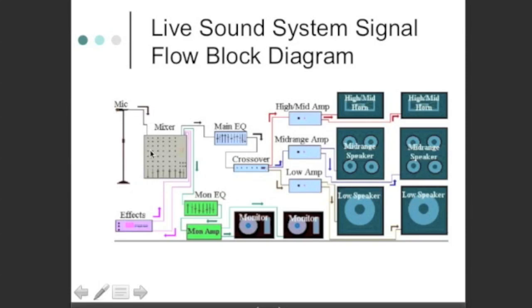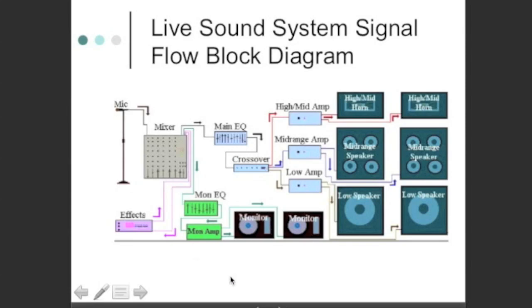So you go through the same path, except this time you go out to a monitor feed in green here, the monitor EQ, and then to monitor amp, and then these floor monitors that are pointed at the band or the singer. You also have an effects loop from the mixer that can go to reverbs and delays and so on that the engineer in the front of the house can utilize to create different effects for the audience. So right here you've got a really nice block diagram view of a live sound system.